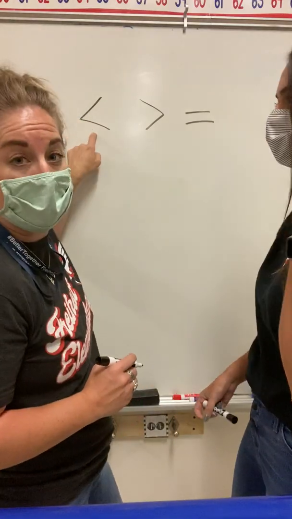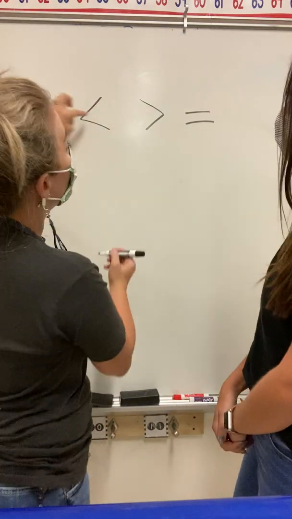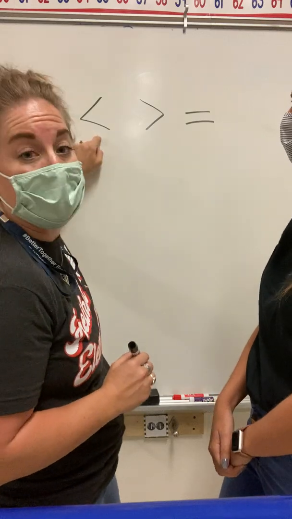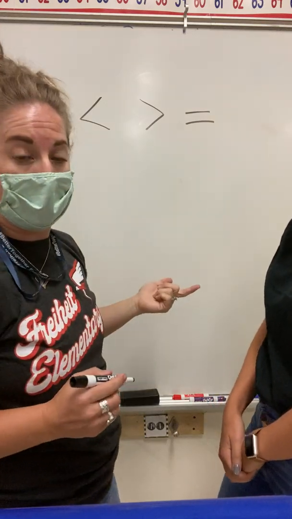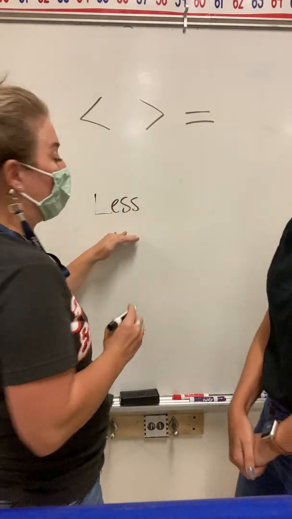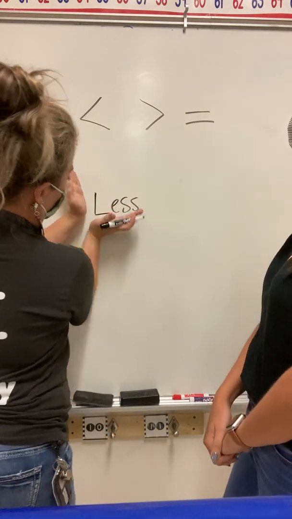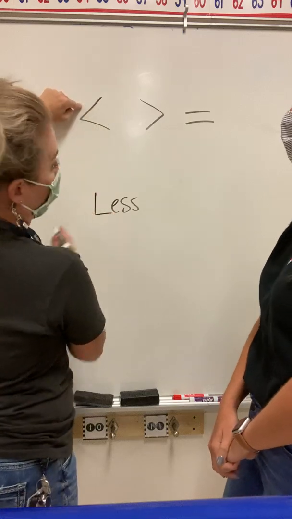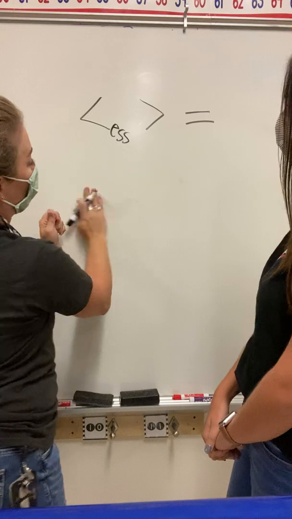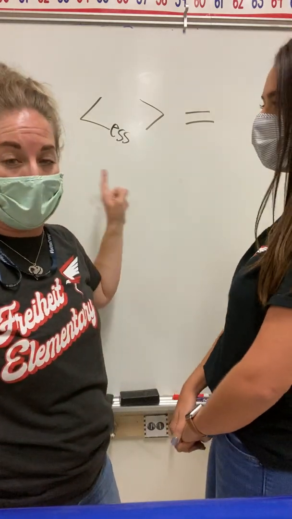So this symbol, if you can use this symbol to spell the word less, then this is the less than symbol. And I'll show you what I'm talking about. When I spell the word less, it looks like that. Now, if I take this L and I just turn it a little bit, it gives me that. So if you can spell less using this symbol, then that symbol means less than.